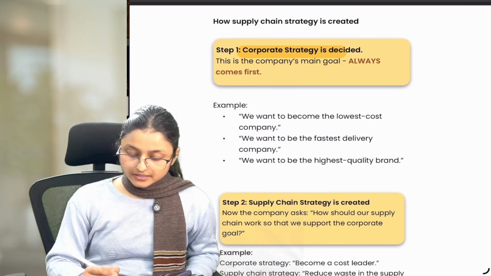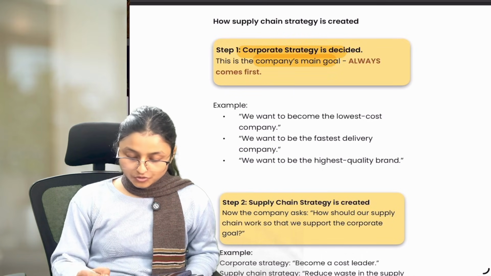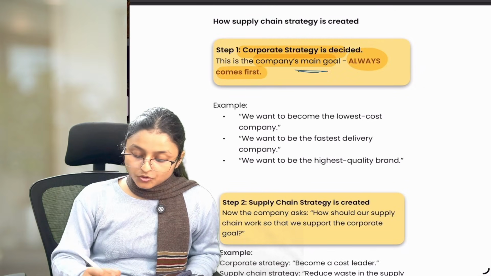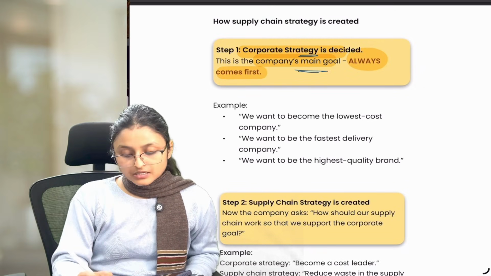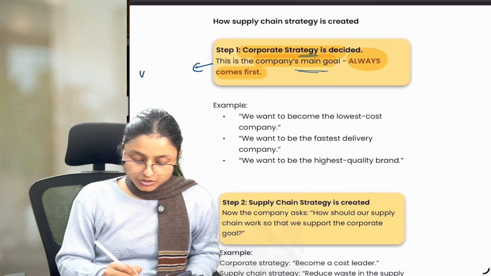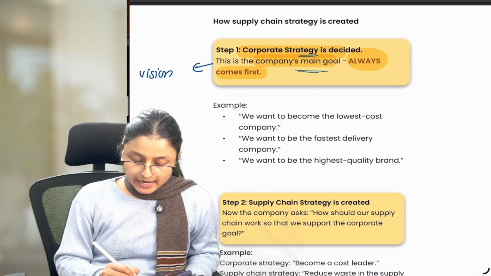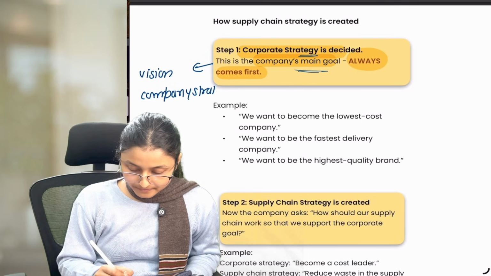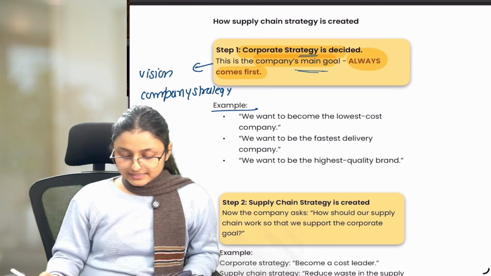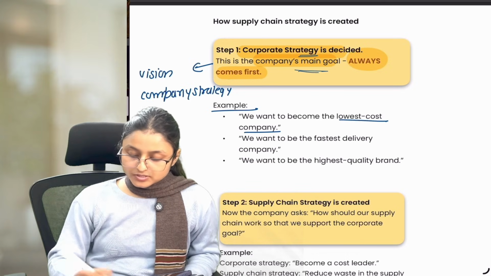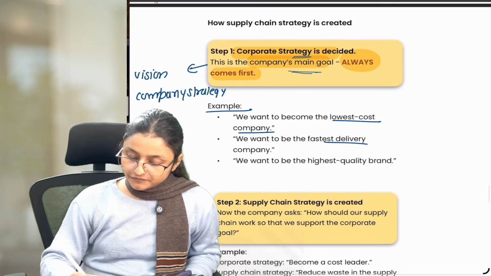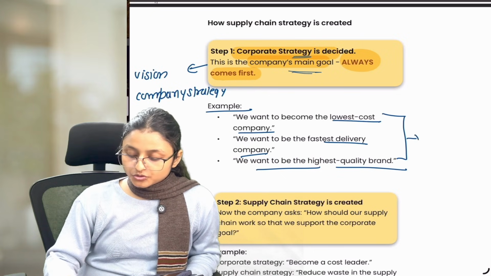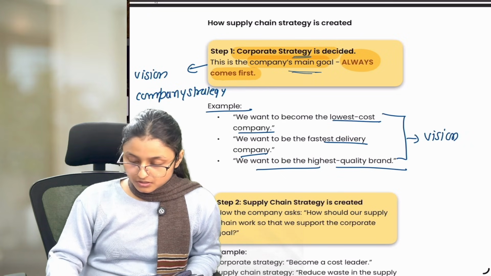Corporate strategy is decided. The first thing is deciding the company's main goal. It always comes first. If we are saying main goal and strategy both here, that means we will focus on deciding our vision and our company strategy both. Let's see an example: we want to become the lowest cost company. We want to be the fastest delivery company. We want to be the highest quality brand. If you notice, all of these are visions.